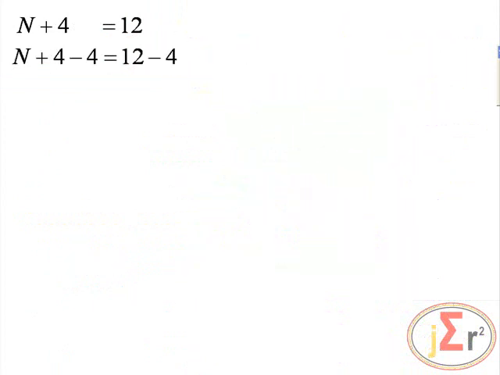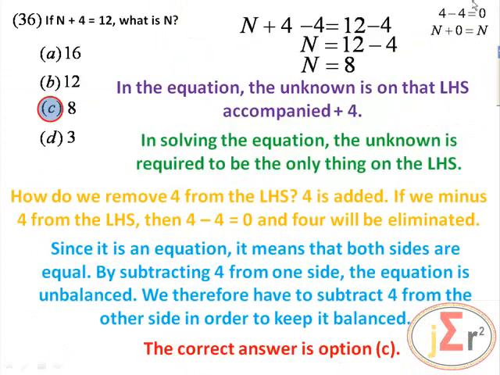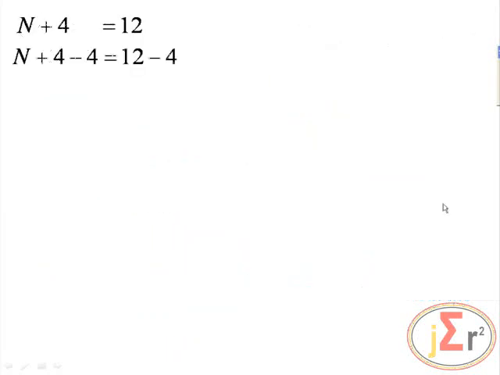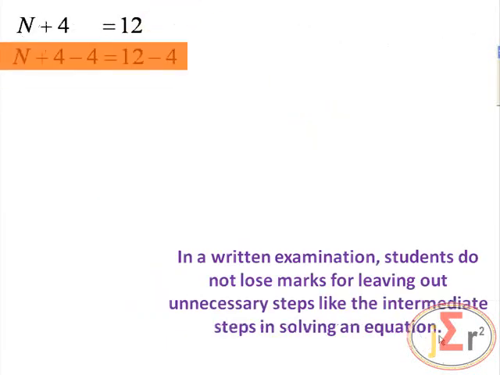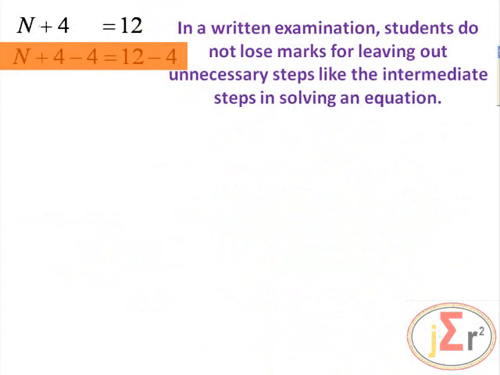Do you remember this step? Take a look at it. Here it is, where we subtract 4 from both sides. In a written examination, students do not lose marks for leaving out unnecessary steps, like the intermediate steps in solving an equation.